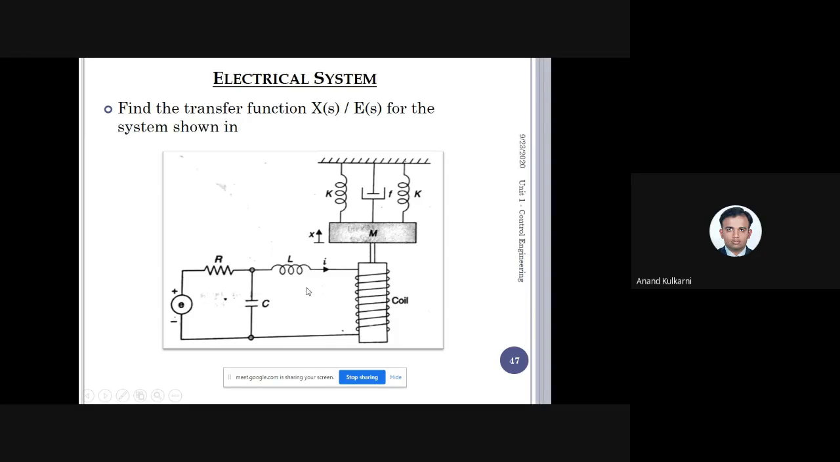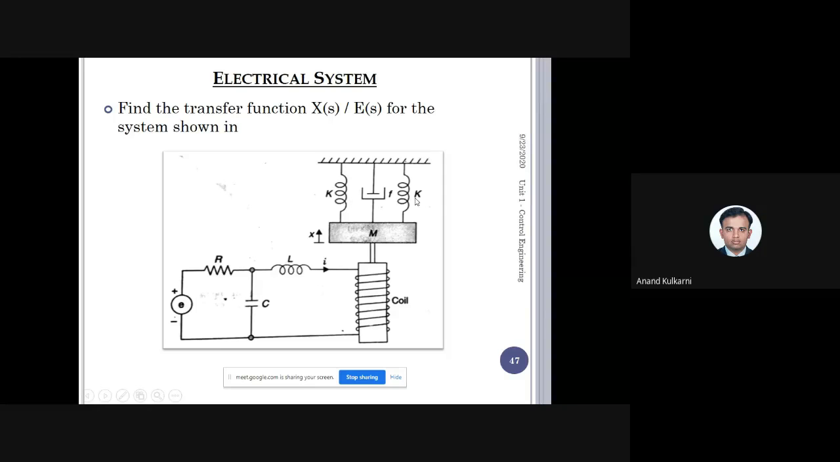For the second equation, the voltage drop across inductance is L di by dt, because only one current flows through this, whereas the voltage drop across this capacitance is 1 upon C integration of I of t minus I1 of t, because for the first loop you wrote I1 minus I, here you have to write I minus I1. Then the voltage drop across this coil is equal to the back EMF, EB, which is equal to K2 into I. There is no right hand side for the equation, so 0.